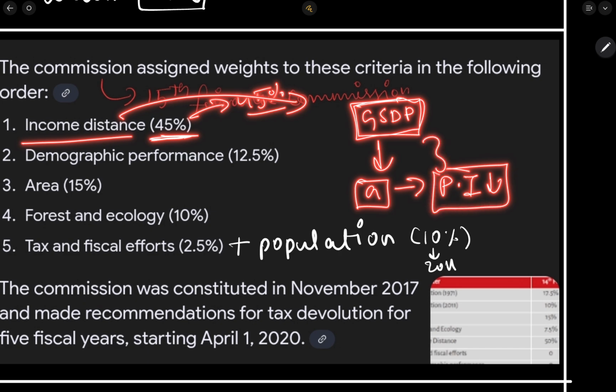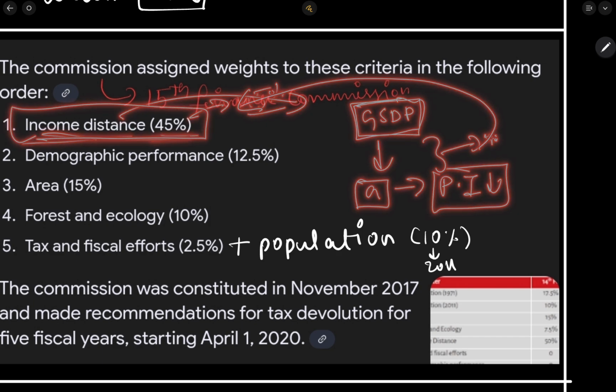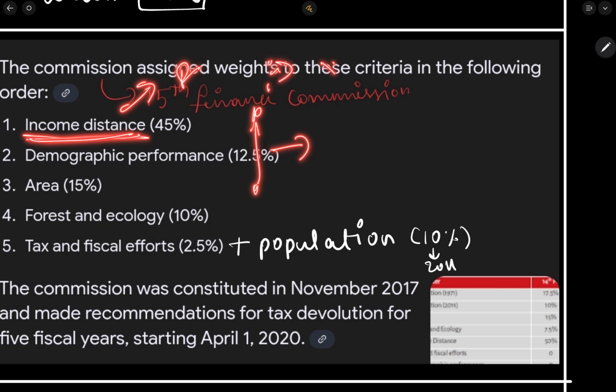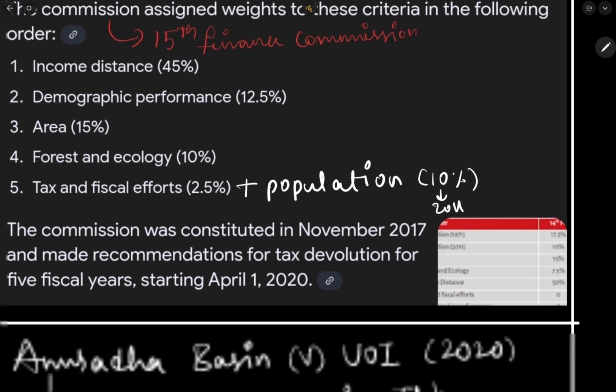So the gap between these two things is considered. The commission considers this, and then it appoints or assigns the funds to the state based on this income distance. If it is a higher income distance, then the state will get higher finances or higher stakes. If it is low, then it will get a very low amount of finances.